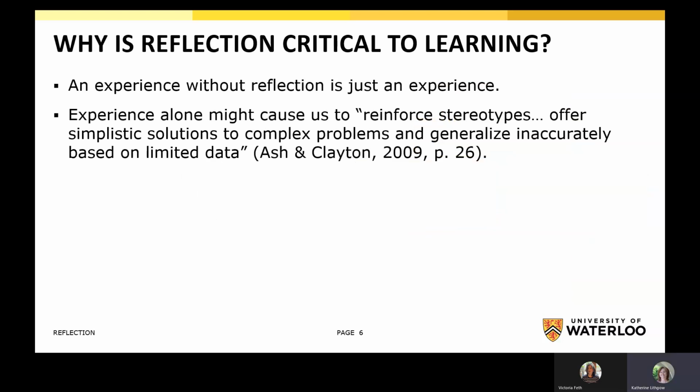So why is reflection critical to learning? So on its own, an experience without reflection could just be an experience. And that experience actually might be detrimental to the learning that we would like our students to have or to have gained from that experience. Ash and Clayton talk about without reflection, experience alone might actually cause us to reinforce stereotypes, offer simplistic solutions to complex problems, and generalize inaccurately based on limited data.